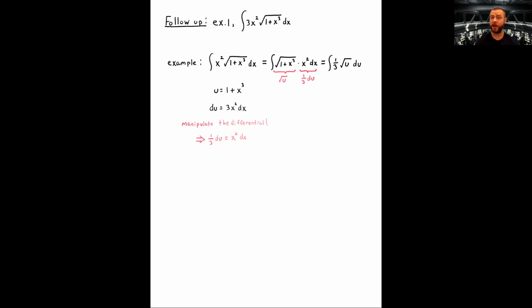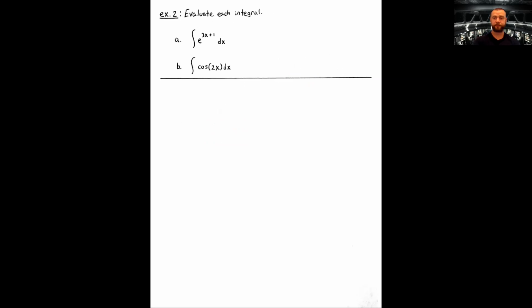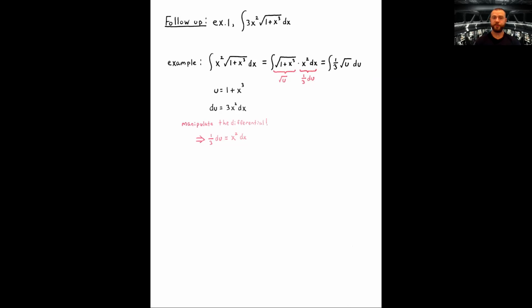There are equivalent ways, but this idea of manipulating the differential will set us up for something that comes later in some following examples. At this point, we're basically done. This is pretty much the same problem, just with a factor of 1/3. So you should be able to finish that no problem.